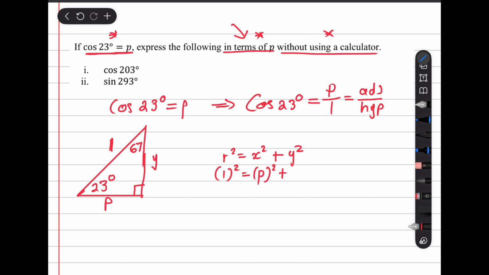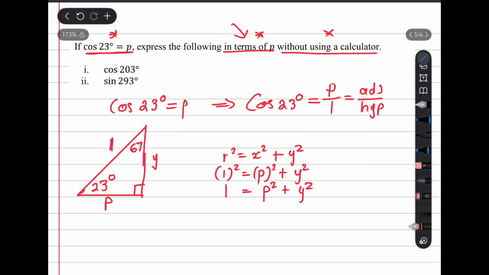Then the value of y we don't have, that's what we are trying to calculate. Then we are going to have 1 here. Then we are going to have p squared here. Then we are going to have y squared. Then from this one here, we know that we have to transpose this p squared to the left hand side. So what's this going to give us? This is going to give us y squared is equal to 1 minus p squared.